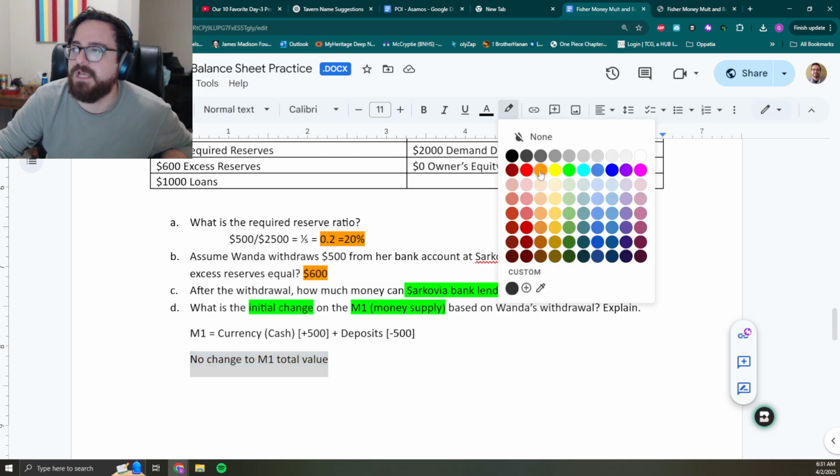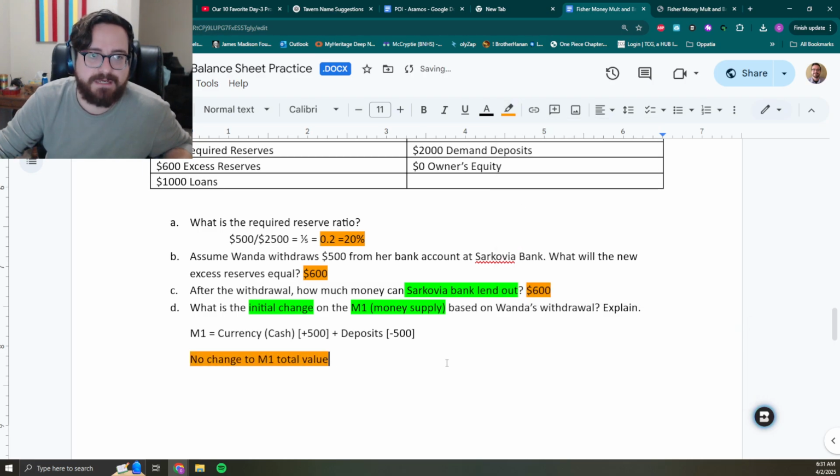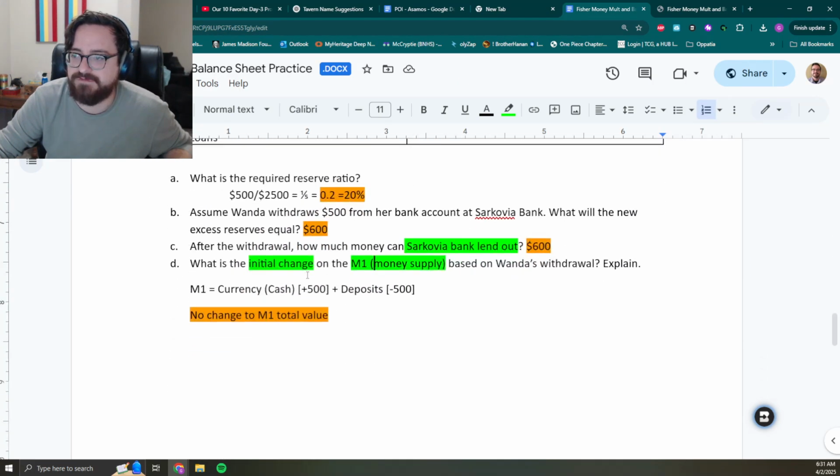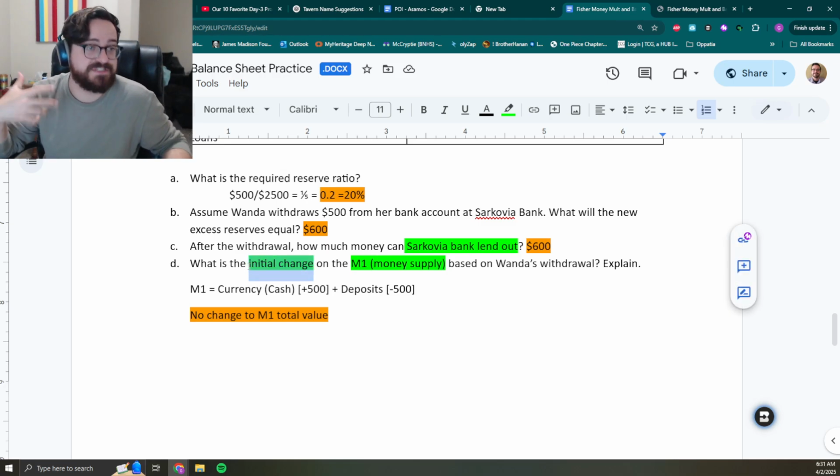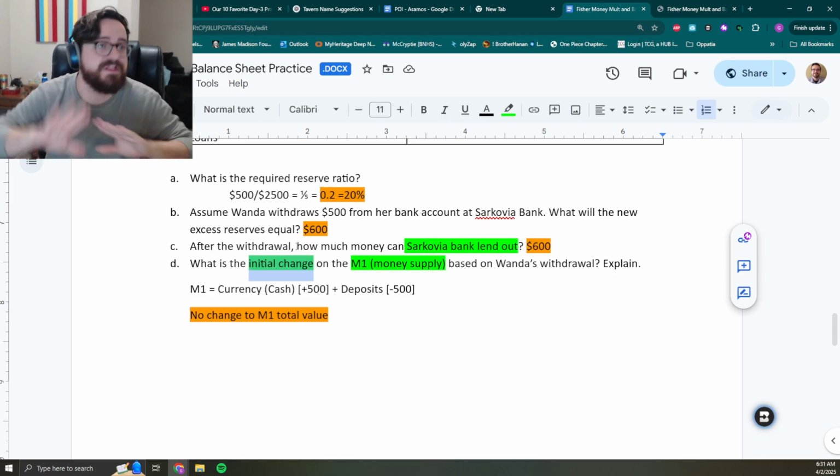Be careful. If you're seeing M1 being asked about, they love this kind of trick question because of the words initial change. Now it says money supply, so you're like, why don't I do the multiplier stuff? Initial change is the key word. Multipliers take place over time. It's asking initially, hey, she withdrew that money, what happened to M1 just now? Nothing else has happened yet.